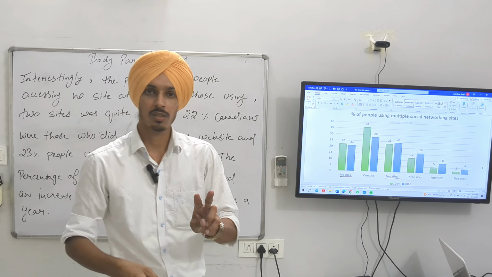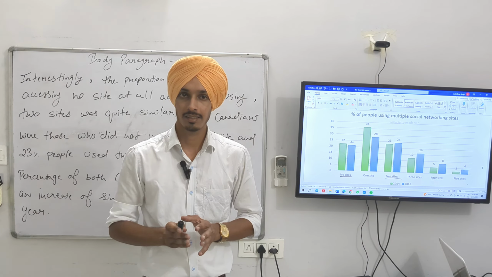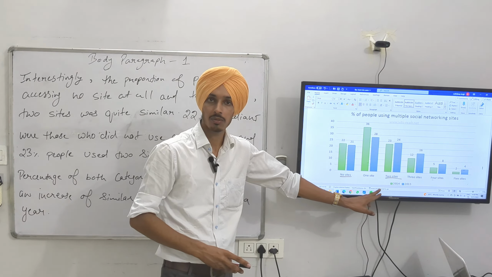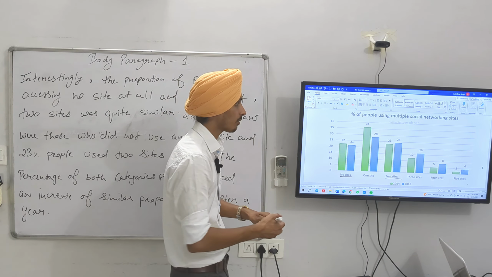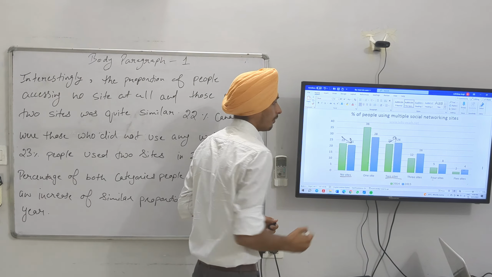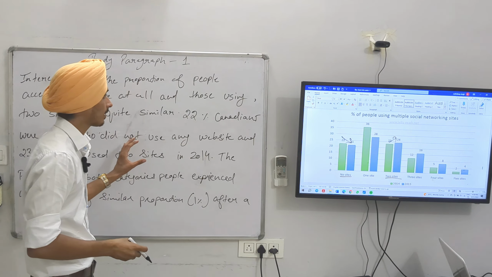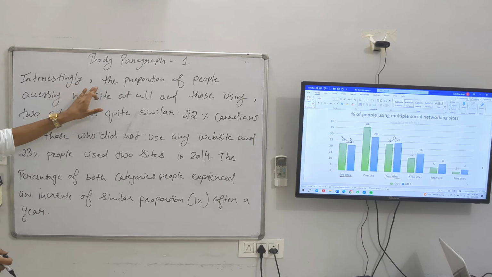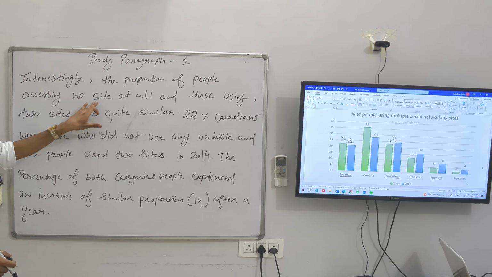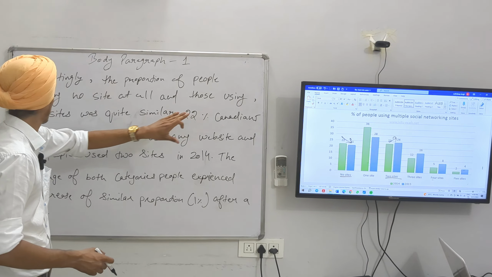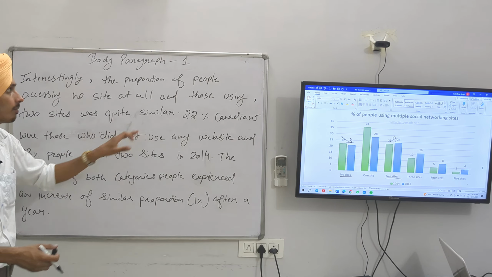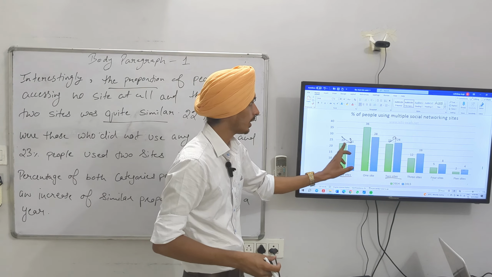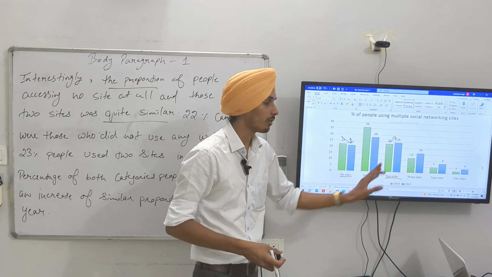Now let's see the rest of the two categories. The no site users and two site users. I have taken these two because they are following varying trends. So let's not take a lot of time, see over the board. Interestingly, the proportion of people accessing no site at all and those using two sites was quite similar. So the proportion was quite similar. As we can see, here it was 22 and here it was 23, it was 21 and it was 24, quite similar.